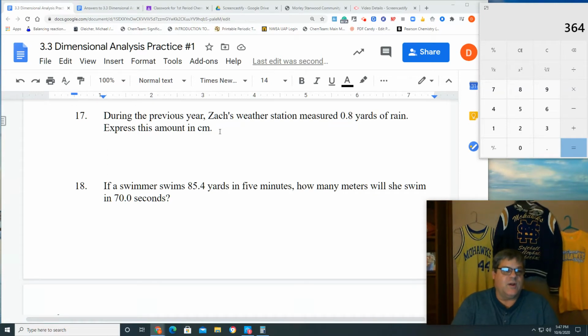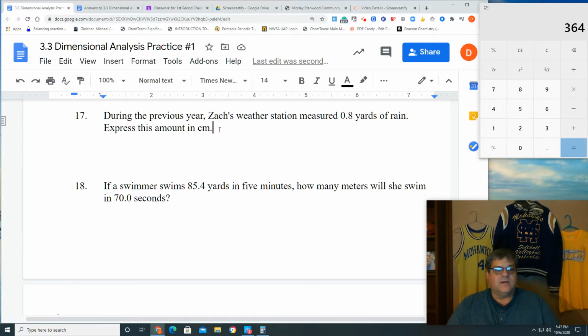This time we're doing question number 17 in our 3.3 dimensional analysis practice number 1 worksheet. So again, question number 17, or problem number 17. When we read this: during the previous year, Zach's weather station measured 0.8 yards of rain. Express this amount in centimeters.